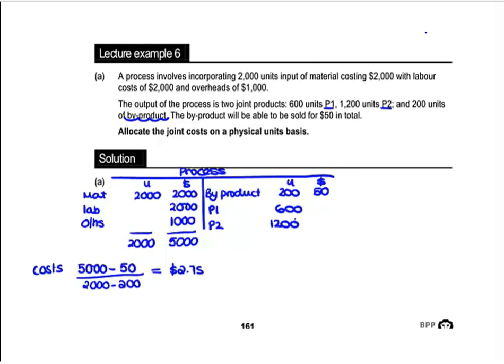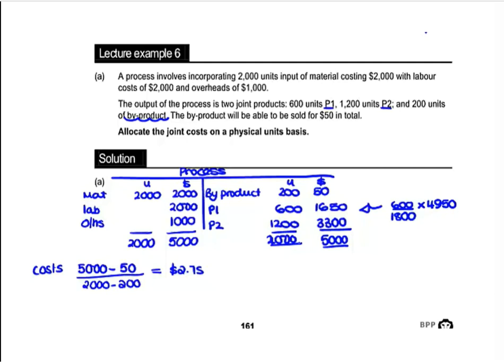So the amount of costs then that's going to be allocated to P1 will be 1,650. That's basically 600 over 1,800 times by the process costs as a shortcut. And for P2, it's going to be 1,200 lots of 2.75. That's 3,300. So it's a proportion calculation that we're doing.